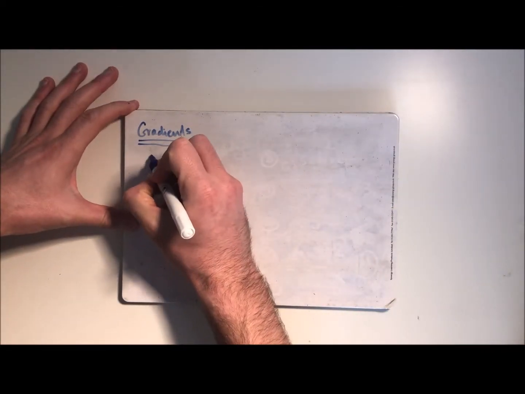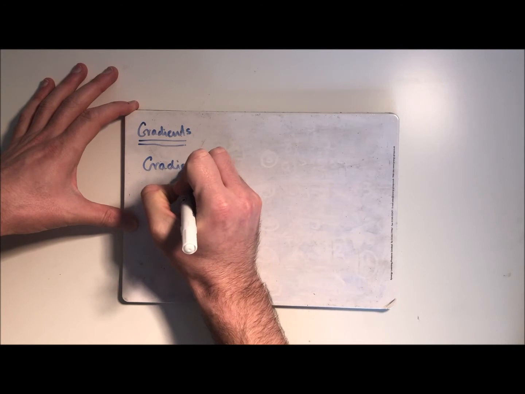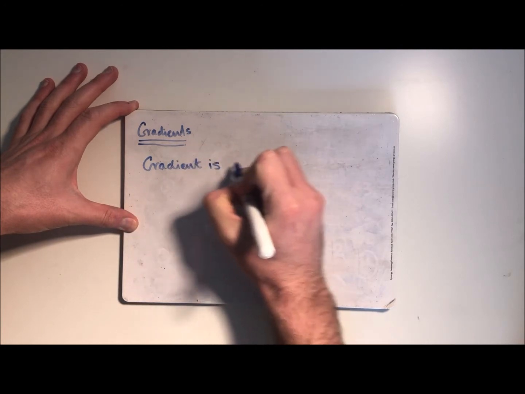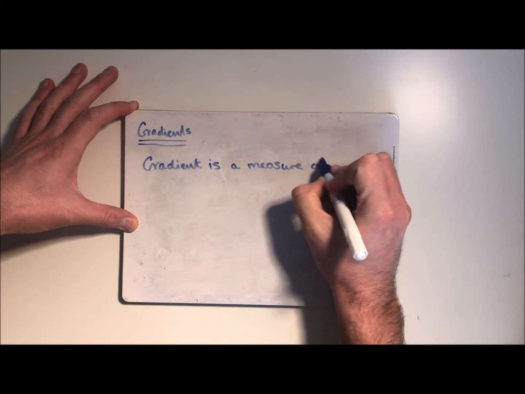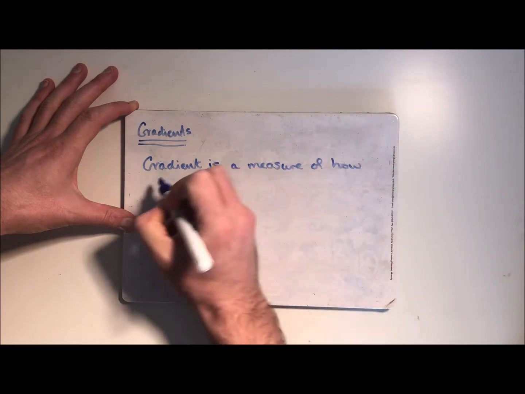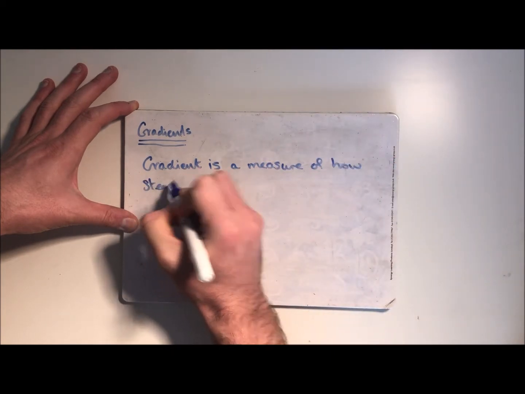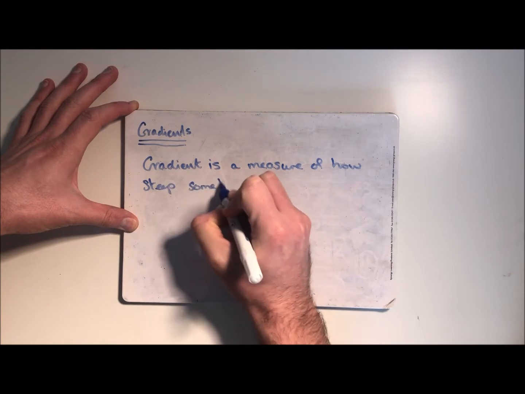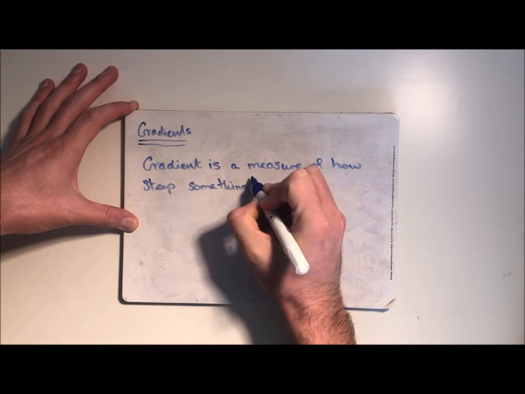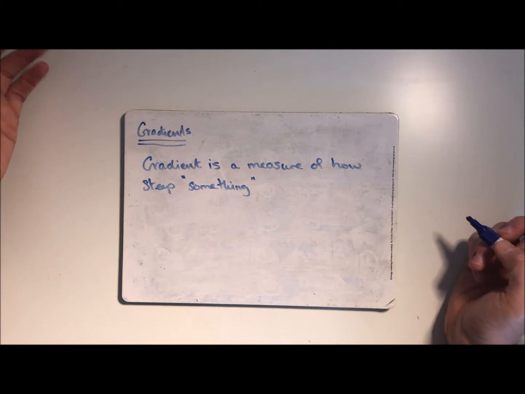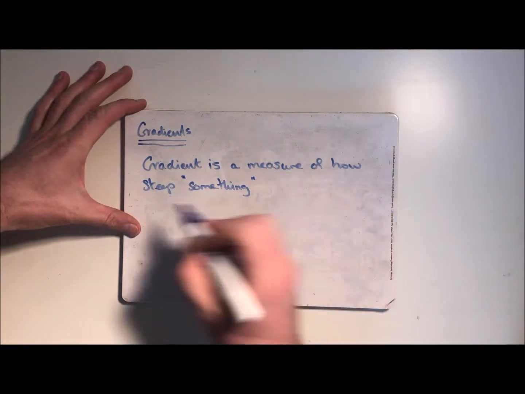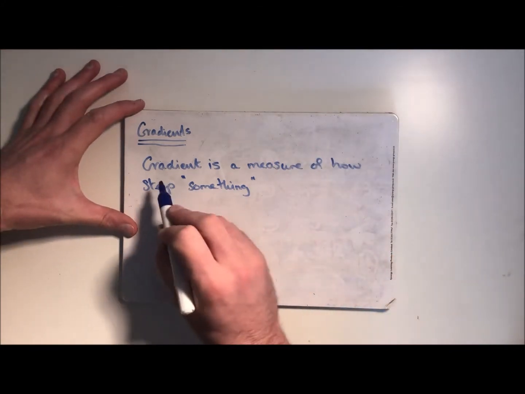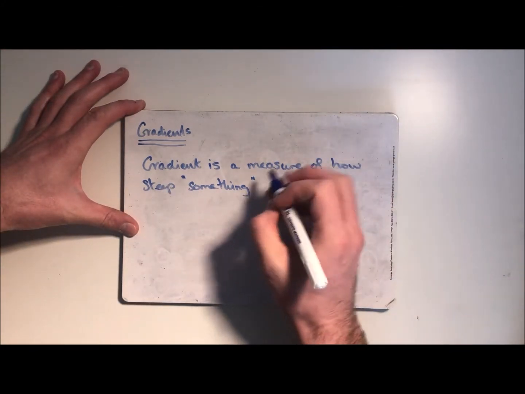So gradient is a measure of how steep something is. Now, it's not necessarily always going to be a line. It can be lots of different things. It can be a hill, it could be a road, it could be a pavement, it could be anything at all, really, if you're talking about how steep it is. But gradient is a measure of how steep something is.